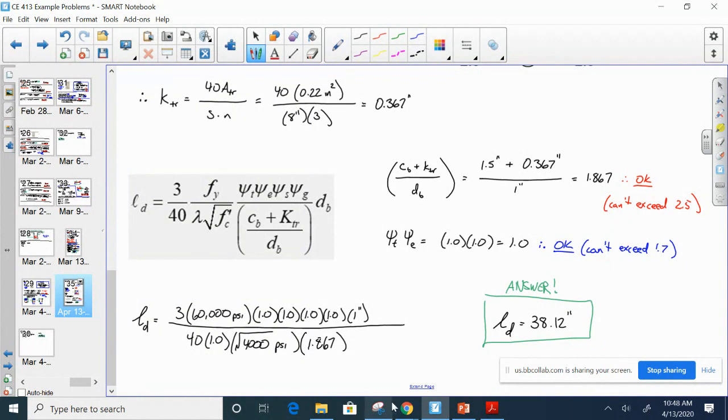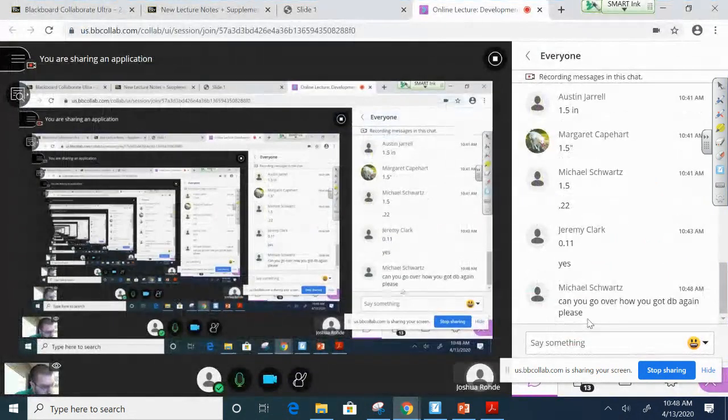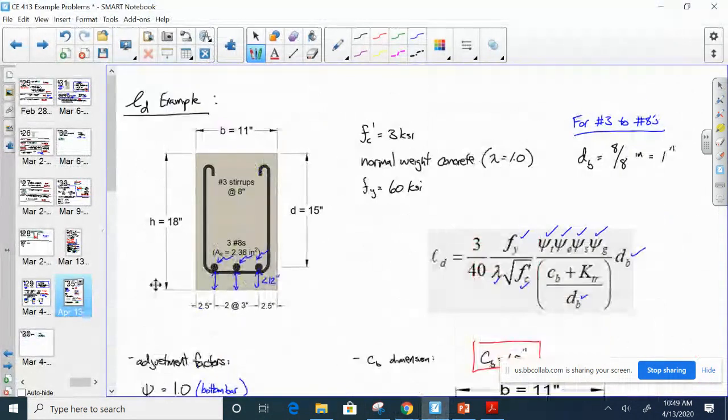Can you please go over how you got the dB again? Okay, there's a couple ways to do that. First off, if you go back to this, remember how the bars are number 8s right here? Anytime that number is from a number 3 to a number 8, you can just take that numeral, divide it by 8, and that'll tell you the bar diameter in inches. So 8 divided by 8 is 1. That's one way to do it.